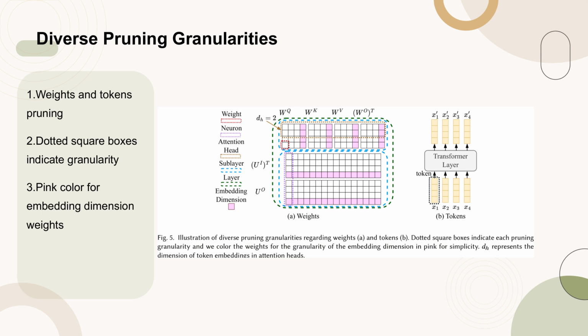Figure 5 illustrates the different pruning granularities concerning weights, A, and tokens, B. The dotted square boxes represent each pruning granularity, and the weights for the embedding dimension are colored in pink for simplicity. The dimension of token embeddings in attention heads is denoted as.